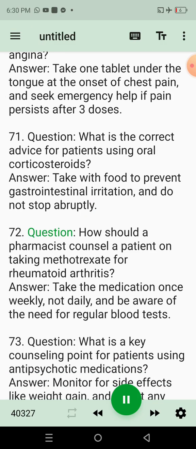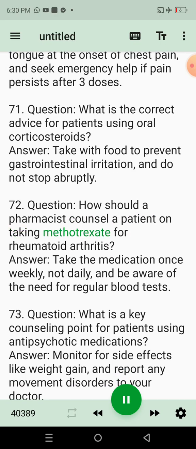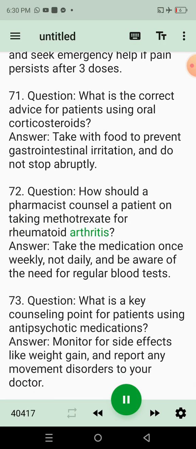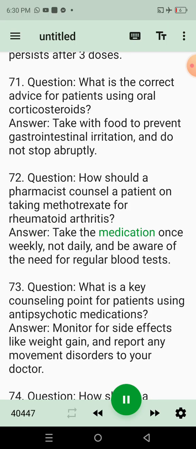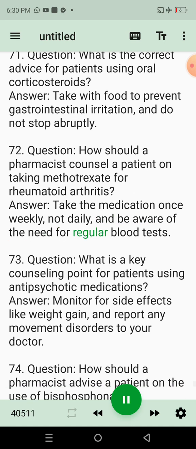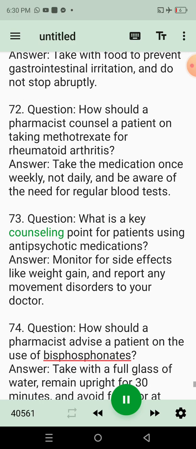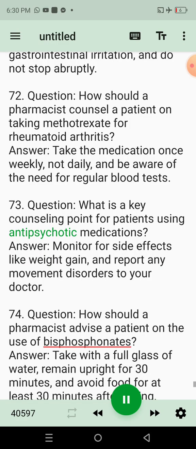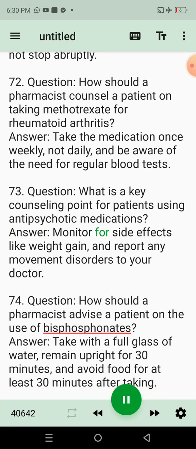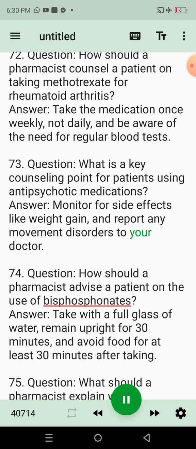72. Question: how should a pharmacist counsel a patient on taking methotrexate for rheumatoid arthritis? Answer: take the medication once weekly, not daily, and be aware of the need for regular blood tests. 73. Question: what is a key counseling point for patients using antipsychotic medications? Answer: monitor for side effects like weight gain, and report any movement disorders to your doctor.